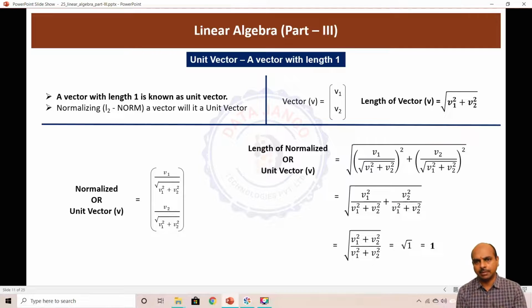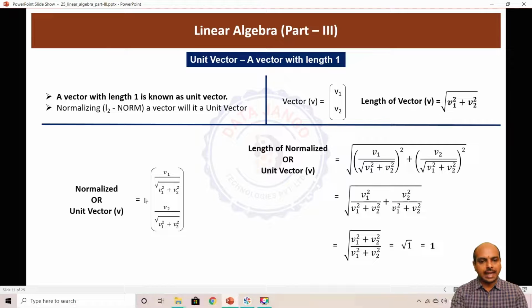We'll see them in NLP, but here, just to give an example, it is very useful. The normalization of vectors is a very useful concept. So I converted this v vector into this form, right? v1 by square root of v1 squared plus v2 squared, and v2 by square root of v1 squared plus v2 squared. If you want to see whether this vector is a unit vector or not, we can do that.